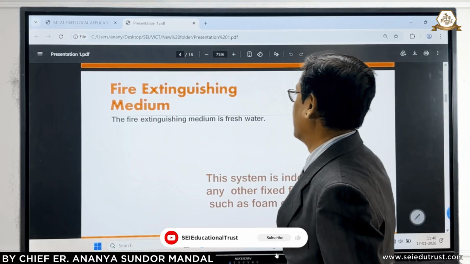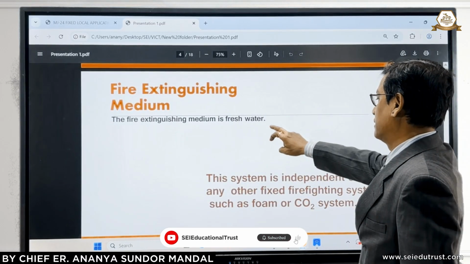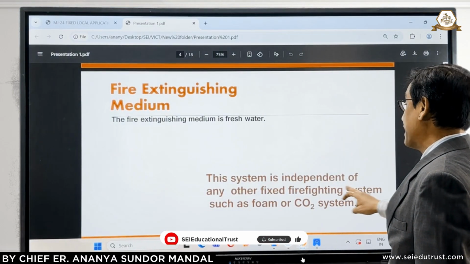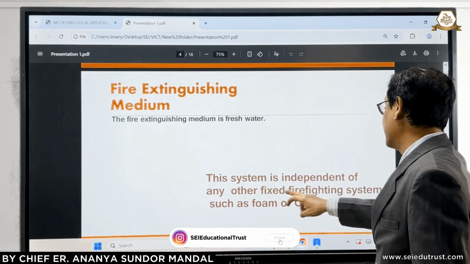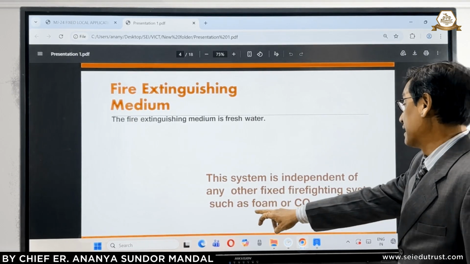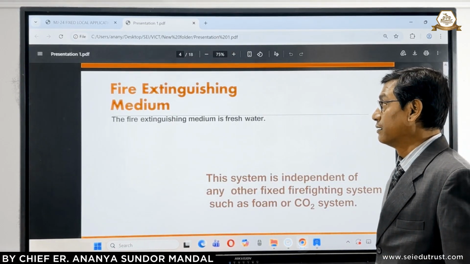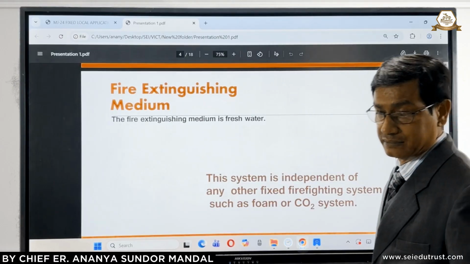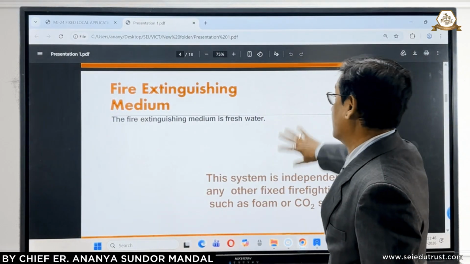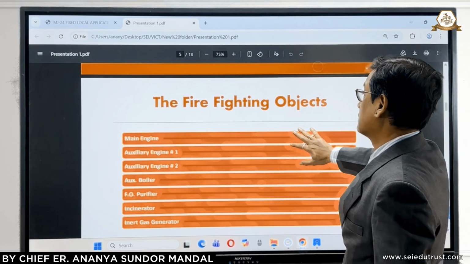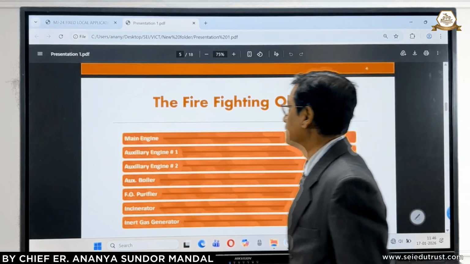Fire extinguishing media. The fire extinguishing medium is fresh water. The system is independent of any other fixed firefighting system such as foam or CO2 system. So you can activate it freely. Yes, very important.